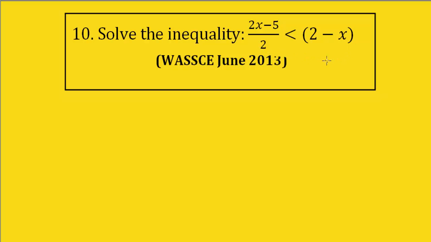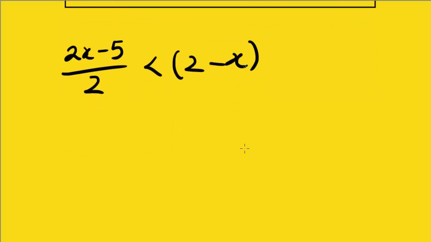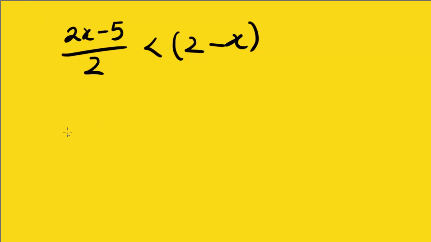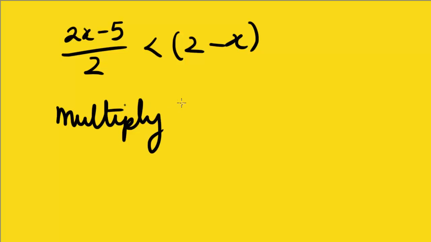The first thing you want to do is get rid of fractions. Fractions are always nasty to deal with; it's always easier to work without fractions. So this is what we have: (2x minus 5) over 2 is less than 2 minus x. You can get rid of the 2, which is the denominator of the fraction, by multiplying the left hand side and right hand side of the inequality by 2. So multiply through by 2.